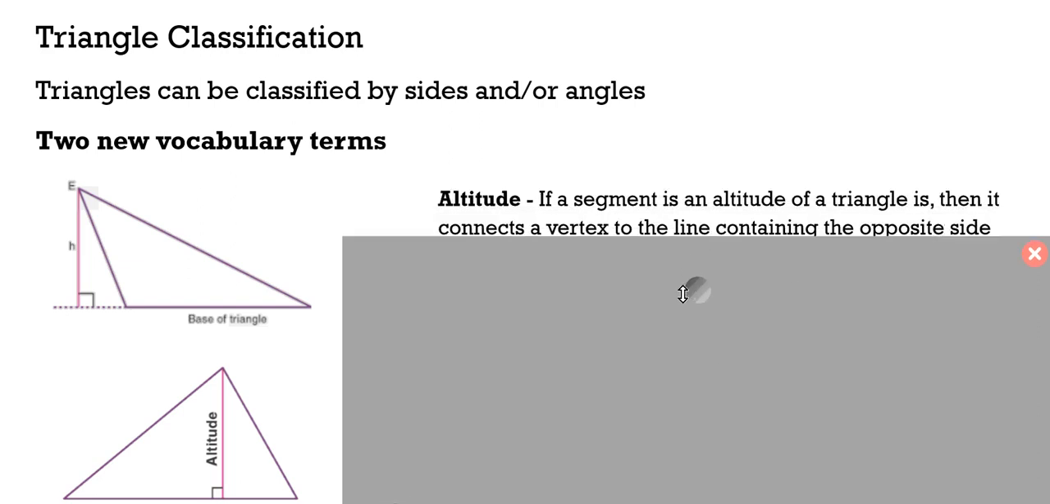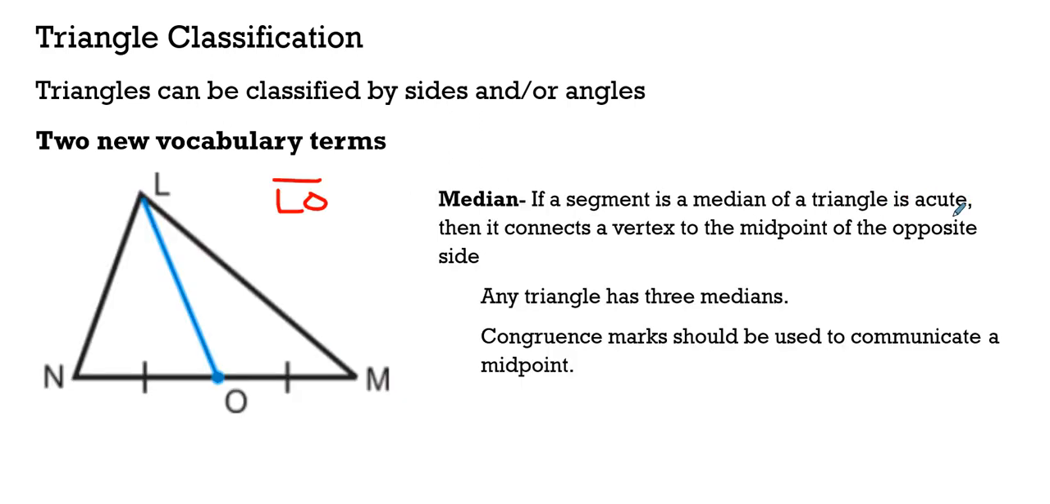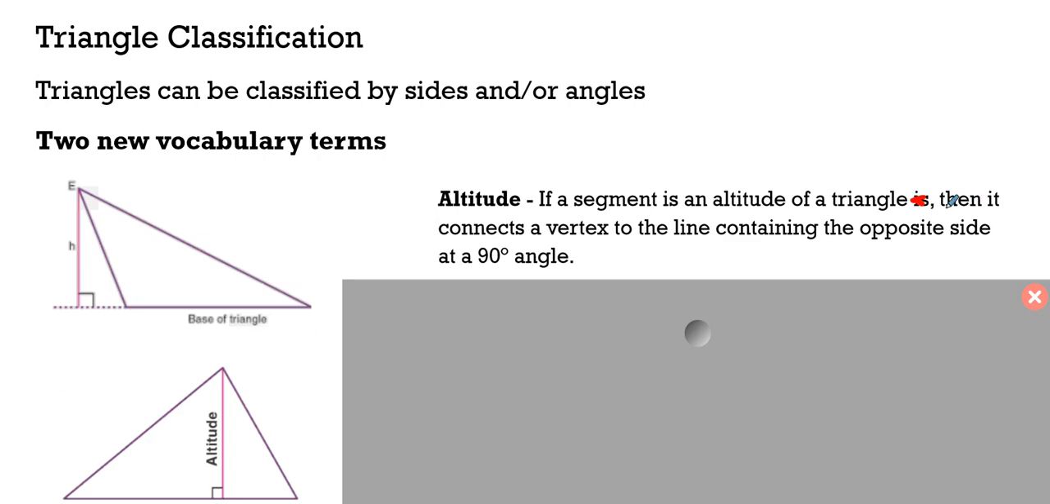So if a segment is an altitude, if a segment of an altitude isn't an altitude of a triangle, I'll cross that off. I don't know what that's doing, and I don't know what that is. I apologize. I should have proofed this a little more. I'll go back a little and fix that. Then it connects a vertex to a line containing the opposite side at a 90-degree angle.